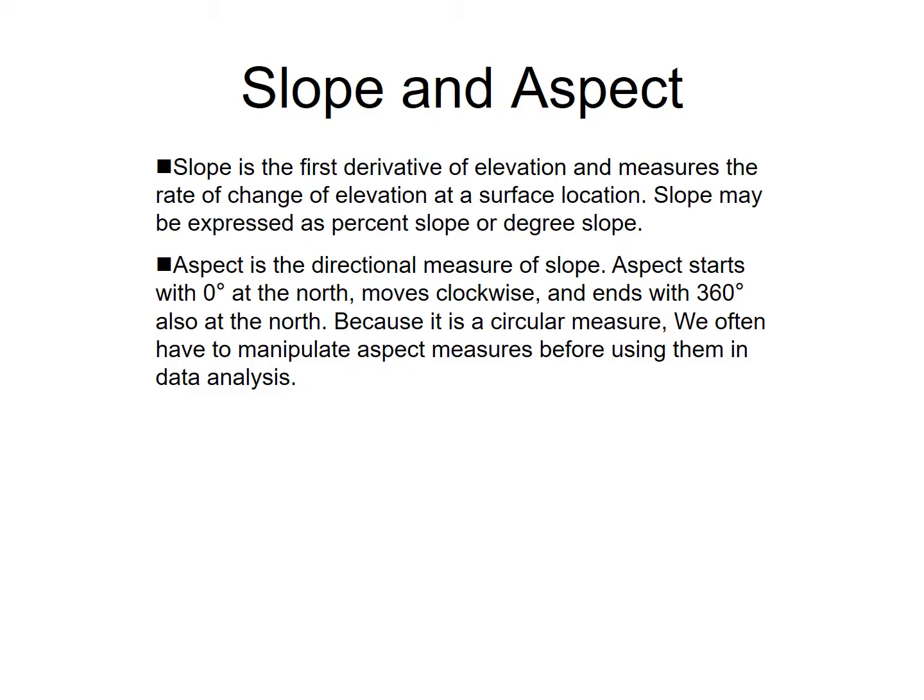Slope and aspect. The slope is the first derivative of elevation and is measured by the rate of change of elevation with surface location. It can be in percent or in degrees. Same with aspect. It's the directional measure of slope. In other words, it is the direction of the steepest slope from a particular spot. Generally measured in degrees, but it can often be represented in terms of north, south, east, west type directions.